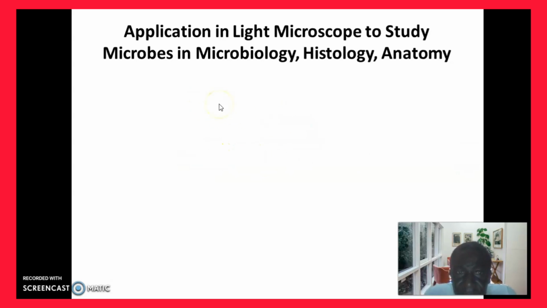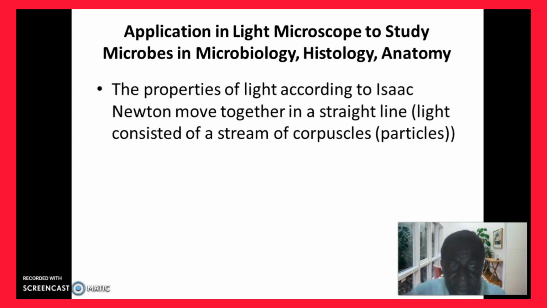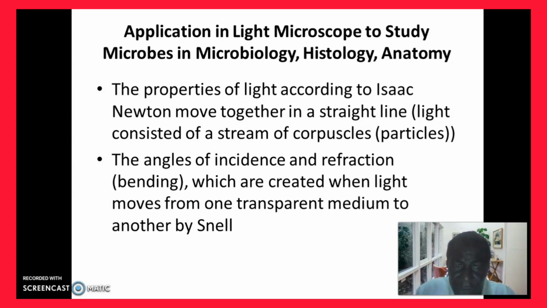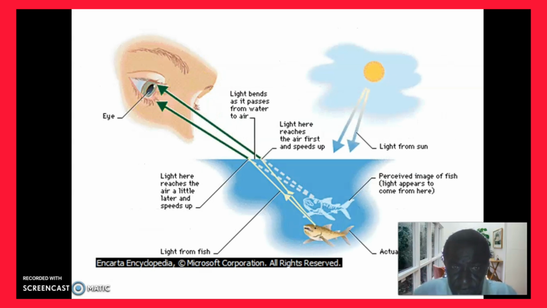The application of all these ideas, let's first of all use the idea of Newton, which brought about the microscope. So let's see. The property of light, according to Isaac Newton, is to move together in a straight line, consisting of a stream of particles. The angle of incidence, that is where the microscope came in, and refraction, that is that bending, are created when light moves from one transparent medium to another. This was discovered and stated by Snell. Though I don't have this picture.